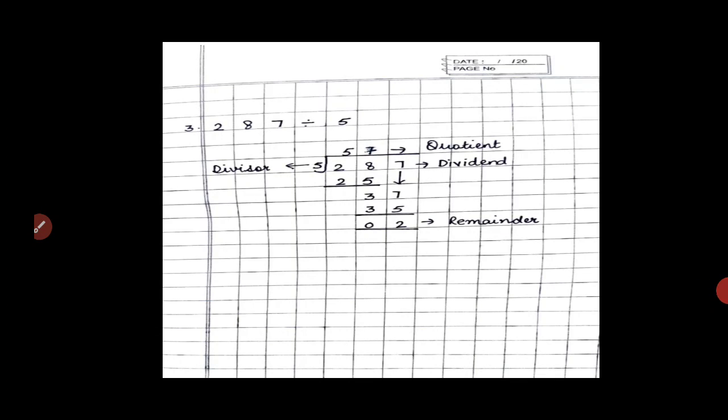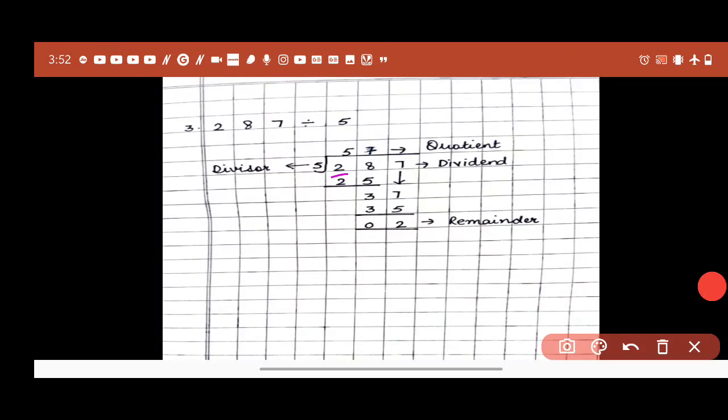287 divided by 5. Children, write down the bigger number inside the house and the smaller number outside. Now compare. 2 is smaller than 5. What do we do? In such a situation, we take the next digit also. So now together we have to see 28 divided by 5. Whether 28 comes in the table of 5 or not. No.